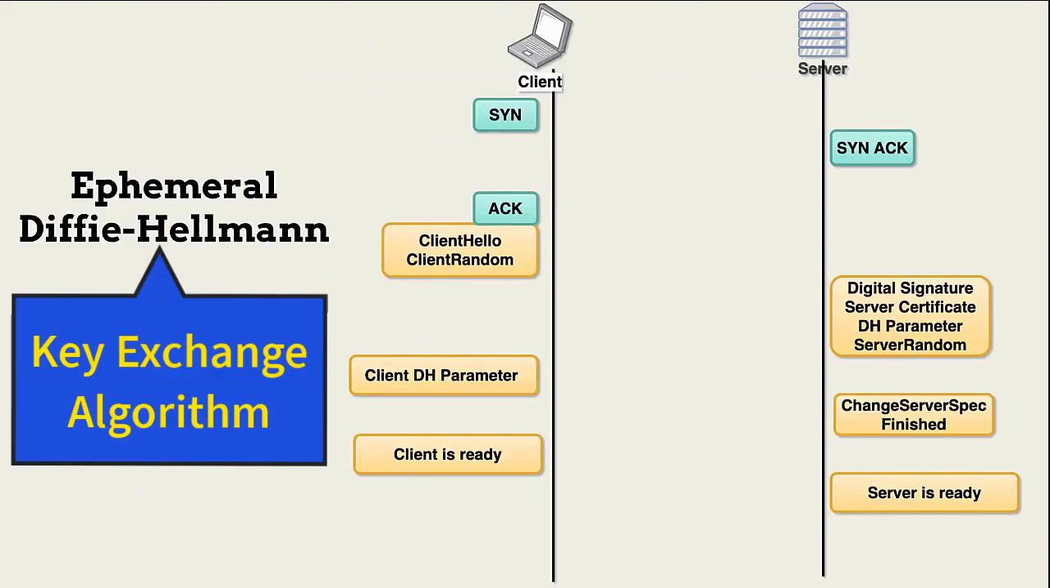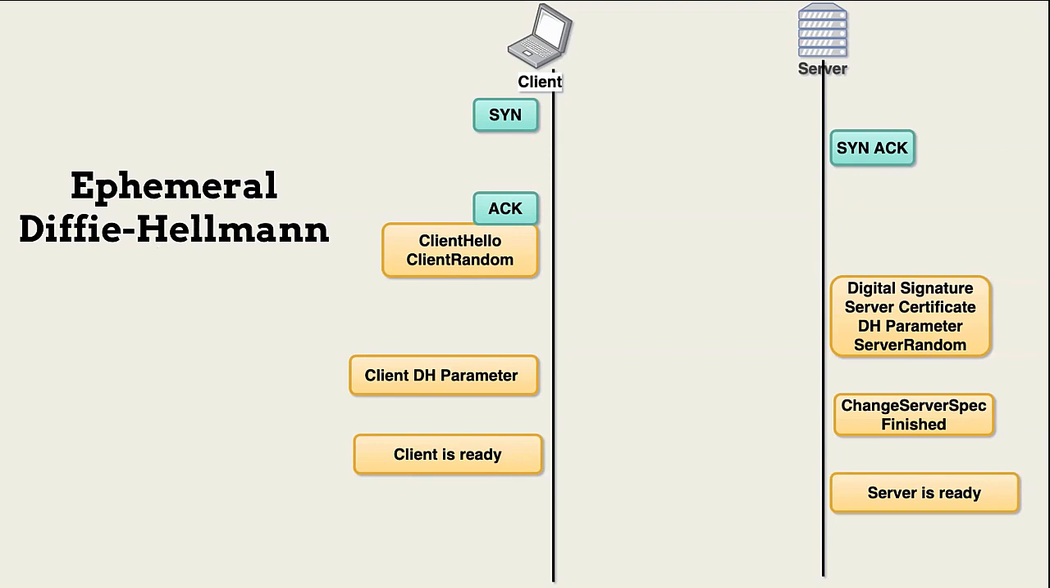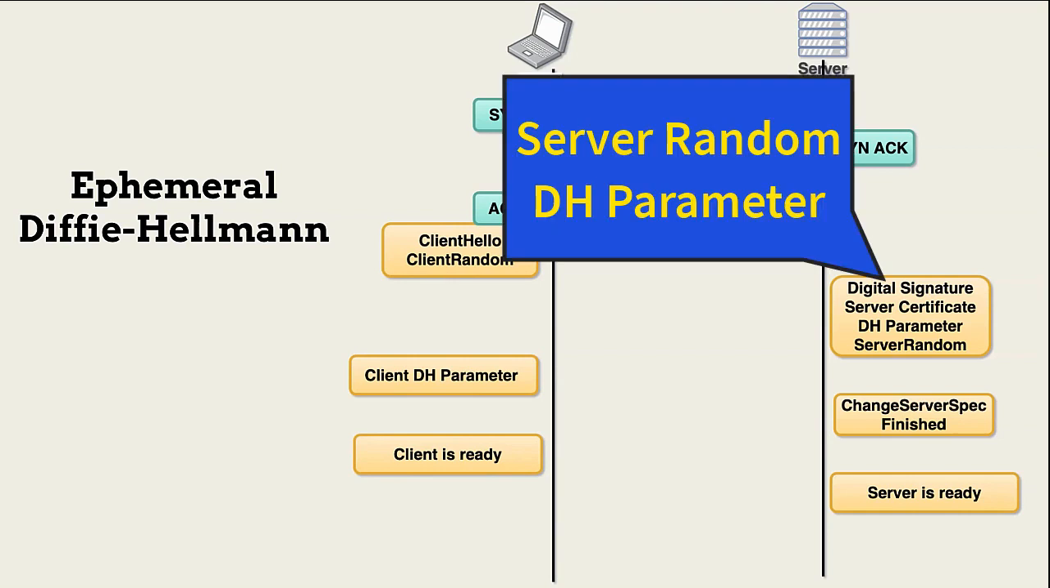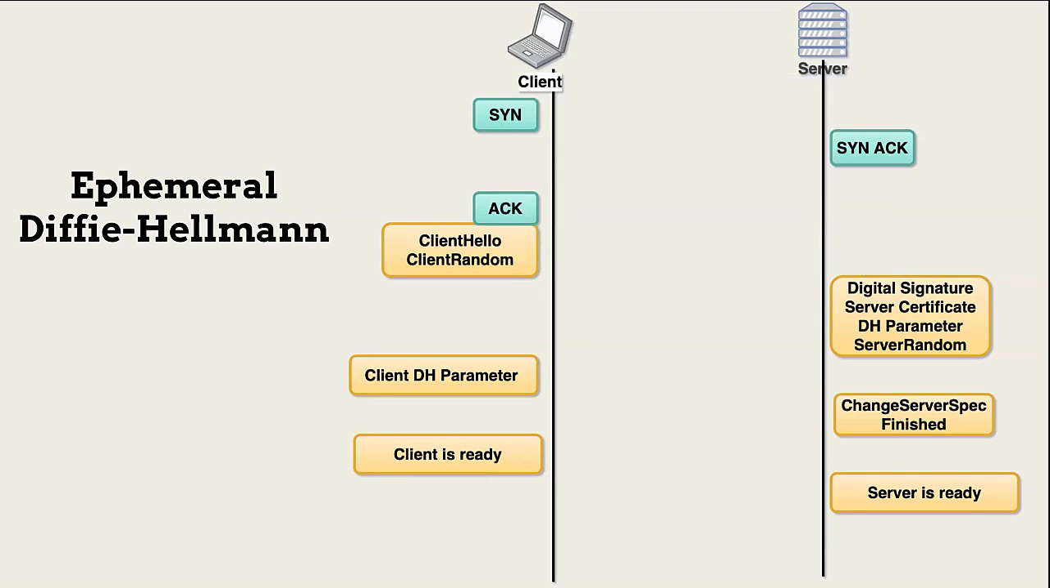The ephemeral Diffie-Hellman, or DH, Key Exchange Algorithm also enables the establishment of secure connections. It's very similar to the RSA algorithm, with one significant difference. The server creates a digital signature with its private key that includes the server random and a DH parameter used to create the session key. Also, Diffie-Hellman is the only exchange algorithm supported by TLS 1.3.